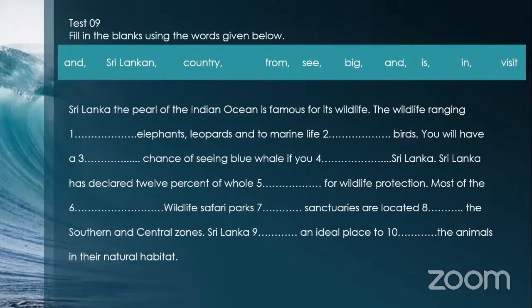Right, let's discuss the answers. Sri Lanka, the pearl of the Indian Ocean, is famous for its wildlife. The wildlife, the first answer is "from". Wildlife ranging from elephants, leopards, and to marine life and birds. The second answer is "birds", right? Wildlife ranging from elephants, leopards, and to marine life and birds.